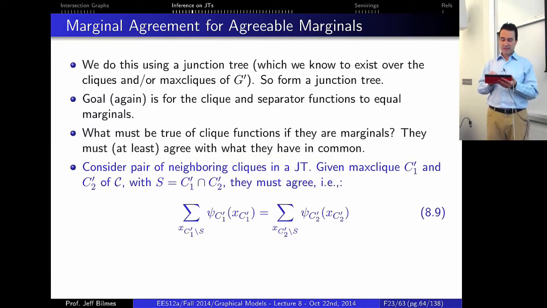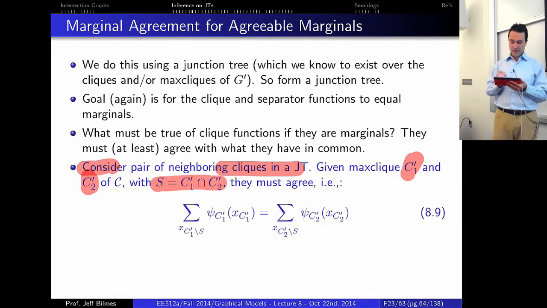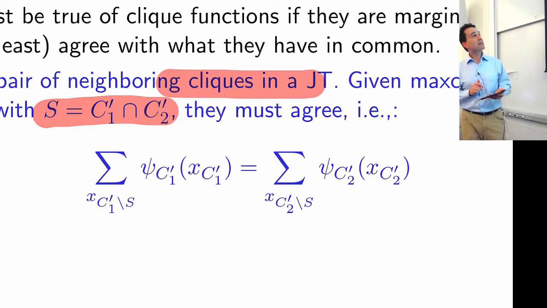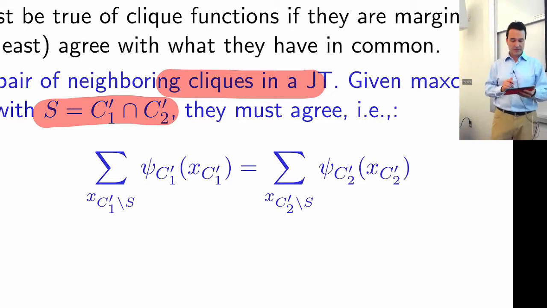And so what do we mean by this? Let's make this mathematically precise. Let's consider a pair of neighboring cliques in a junction tree. Let's say we've got a Maxclique C prime 1 and a neighboring Maxclique C prime 2. We've got a separator between them. So if they are marginals, at the very least, we need to have this equation hold. And this basically means that they agree on what they have in common.